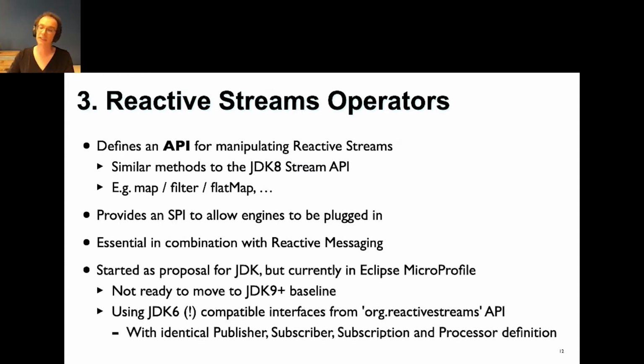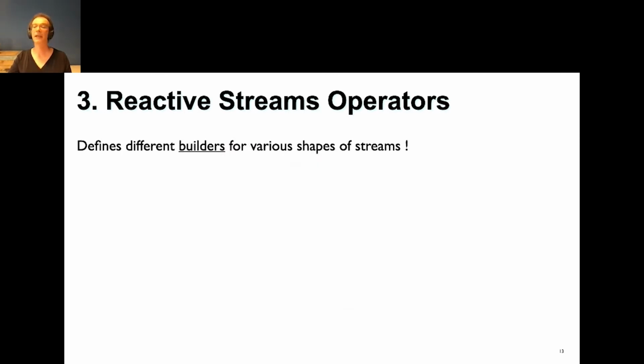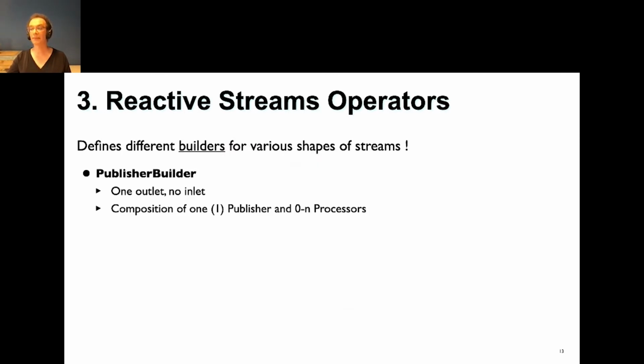This originally started as a proposal for the JDK, but it's currently in the Eclipse Microprofile specification. And it's still not ready for Java 9+, so it's still using the Java 6 APIs from the Reactive Streams API. It also defines builders to create and manipulate various types of streams.